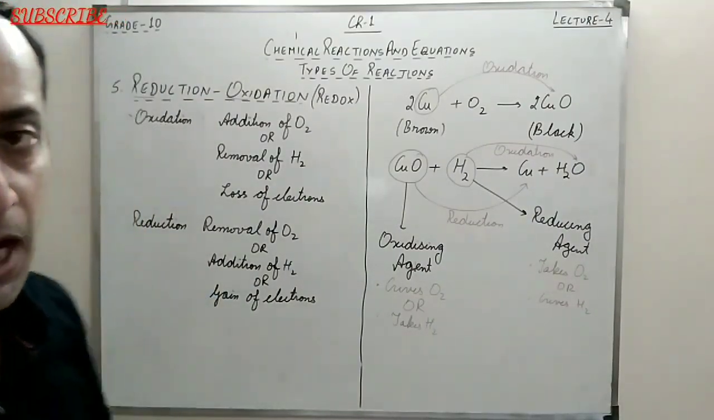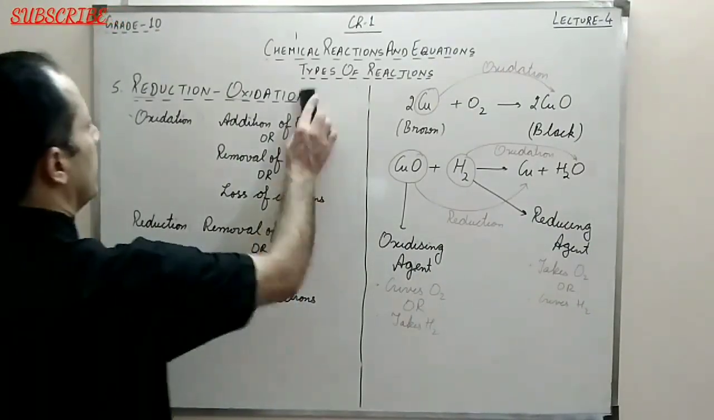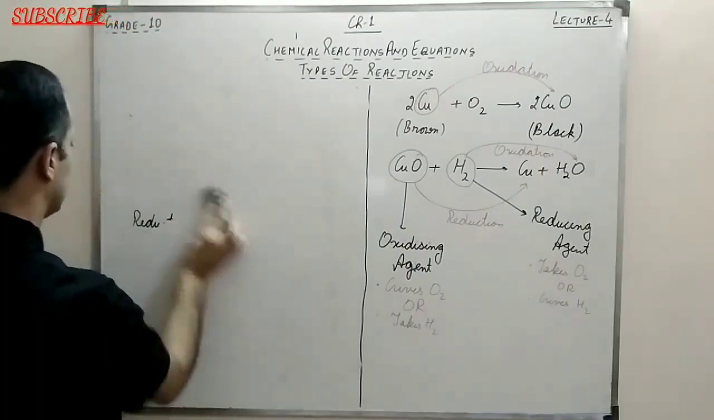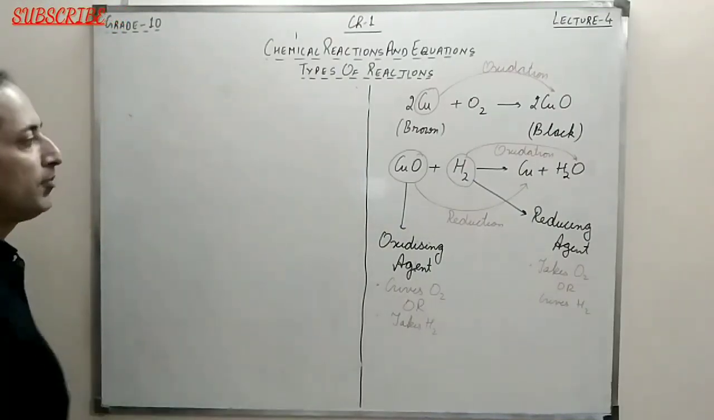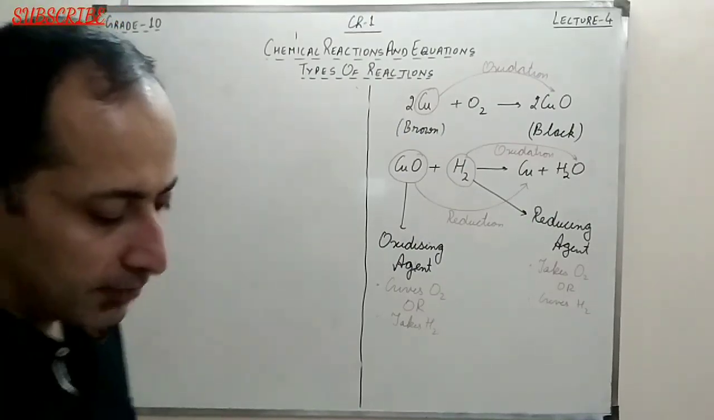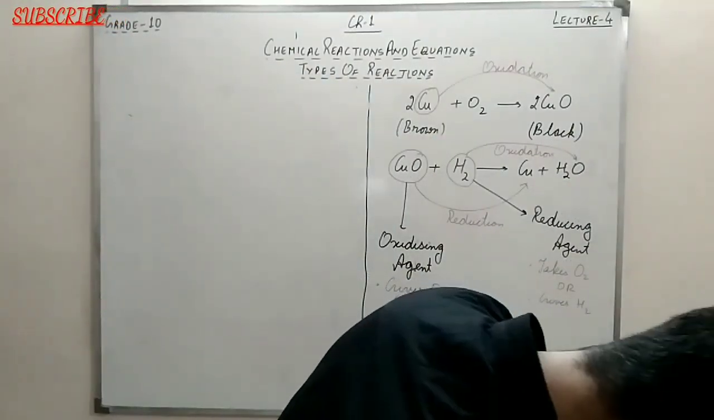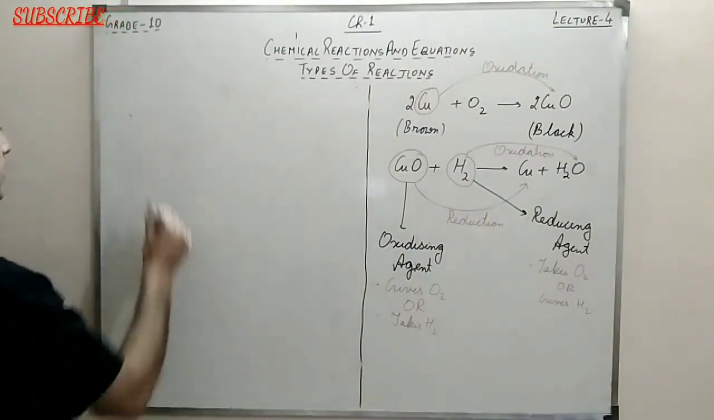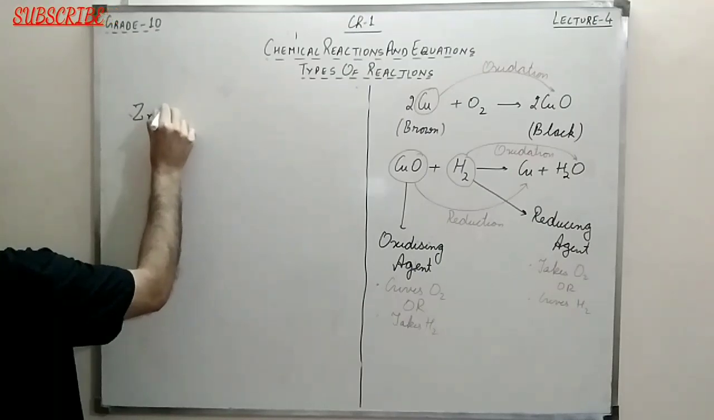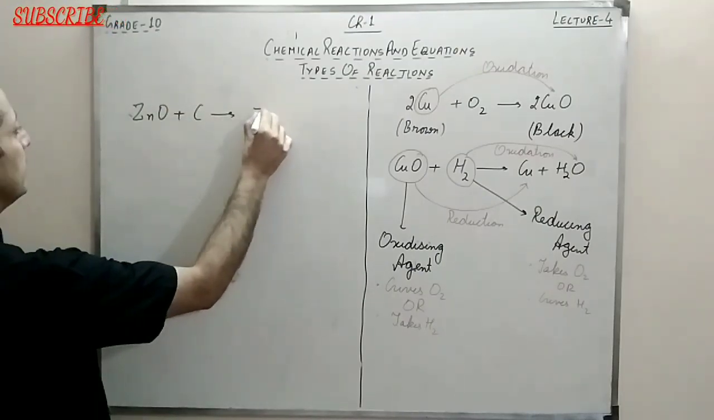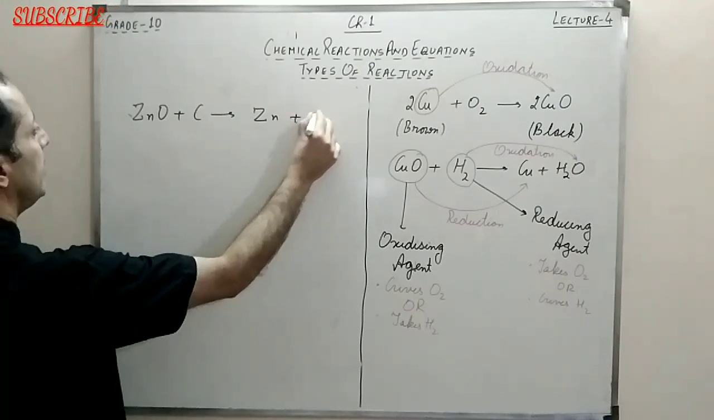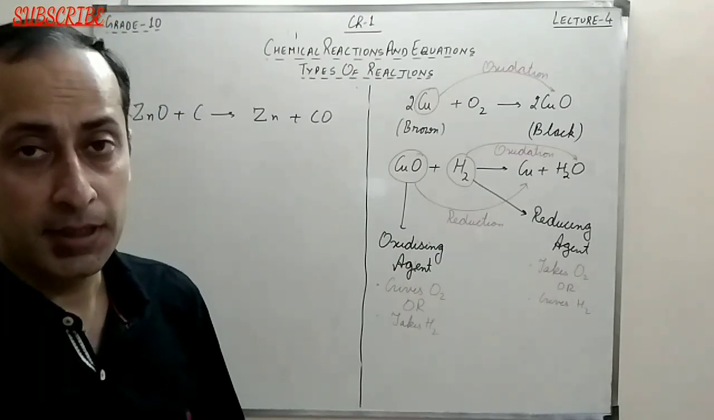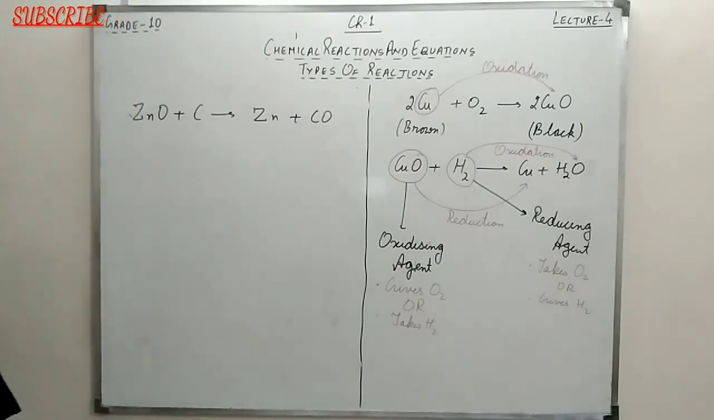Let's understand with the help of one more example. There can be some confusion because already hydrogen is there. Let's take one more example from the book itself. Now what we have is given: zinc oxide reacts with carbon to form Zn plus CO, that is carbon monoxide. Now zinc oxide reacts with carbon to form zinc and carbon monoxide.